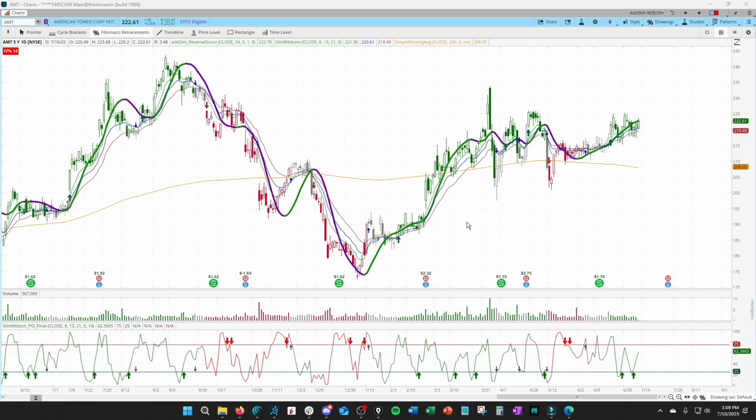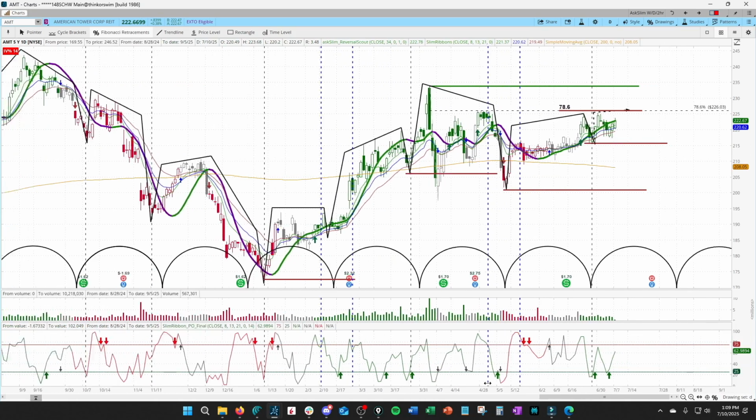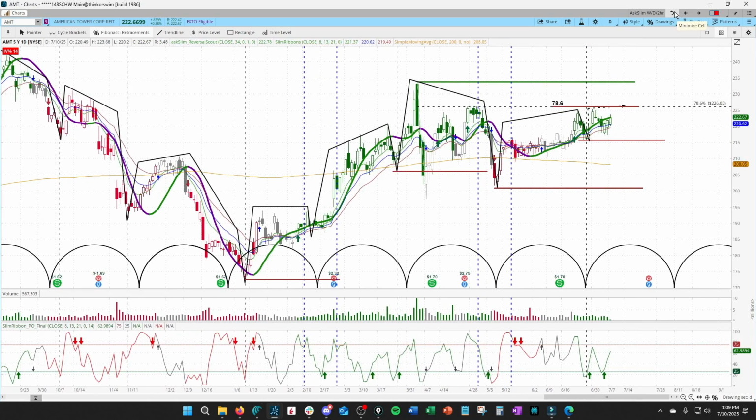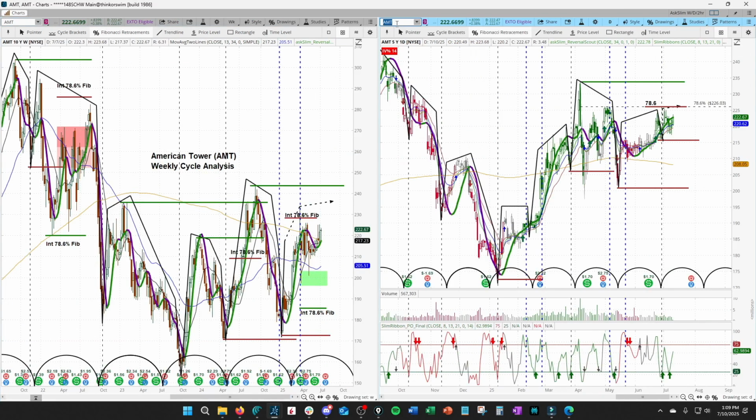That, to me, was the only setup I would have actually done here in AMT as I look at this chart, right? So right now, we're just really chopping around here. Not a whole lot to be said. 226 is a 78.6. Finally, we'll look at the Nifty 50, then call it a day here.